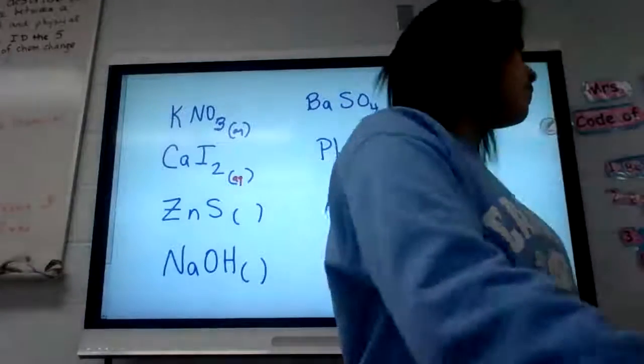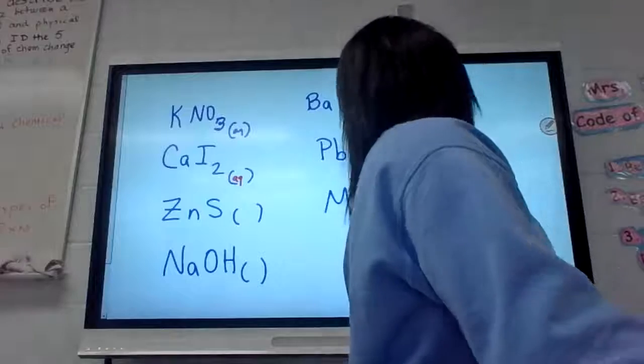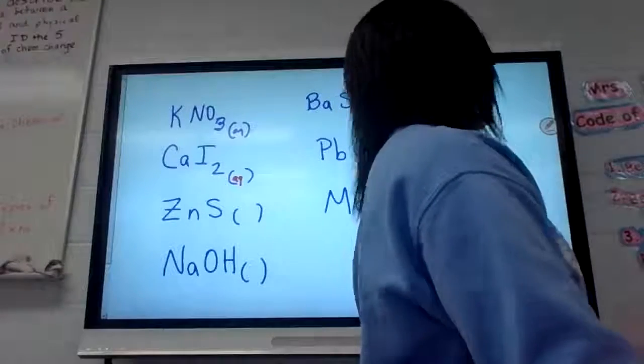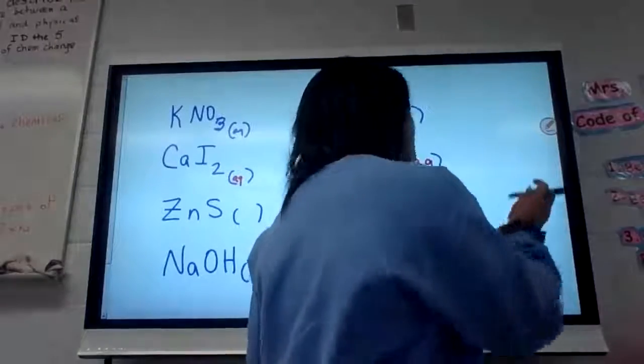Go back. All chlorides are soluble except silver, lead, and mercury. What's on the front of it? So is that lead? Does this erase? Yep.